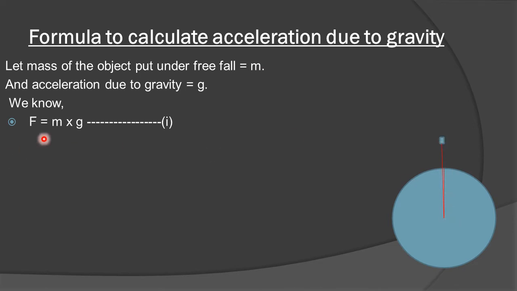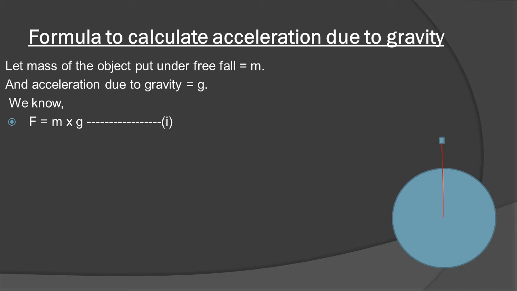So all of you know F is equal to ma, but this acceleration is caused due to gravitational force. So instead of writing a, we have written g here. So F is equal to mg. This is our first equation.